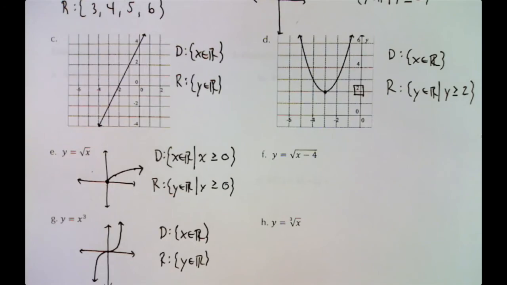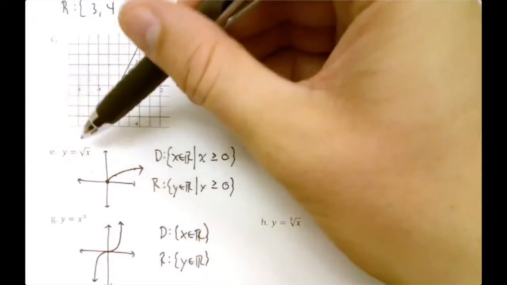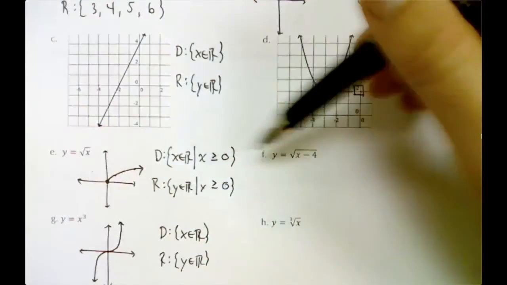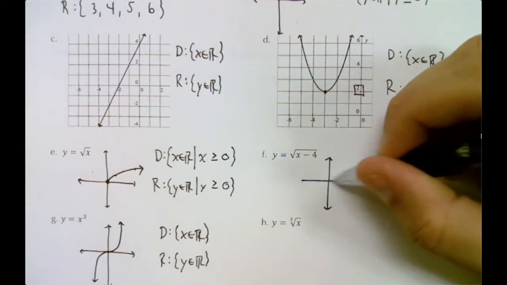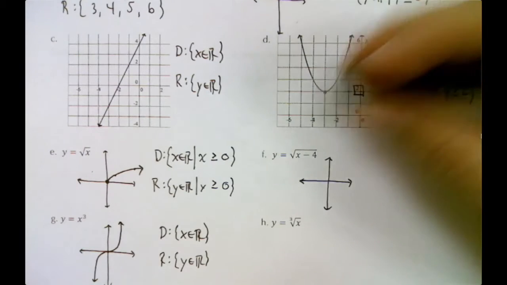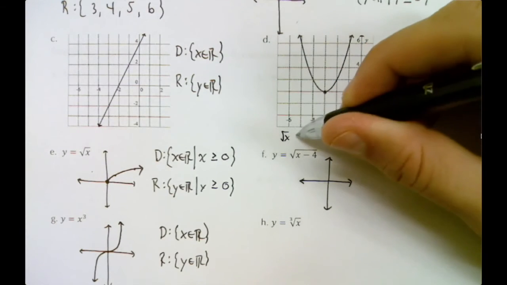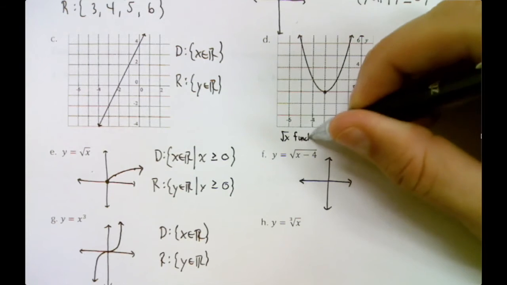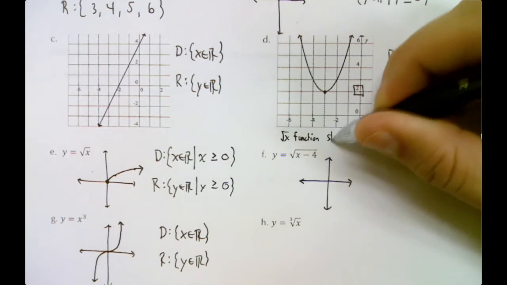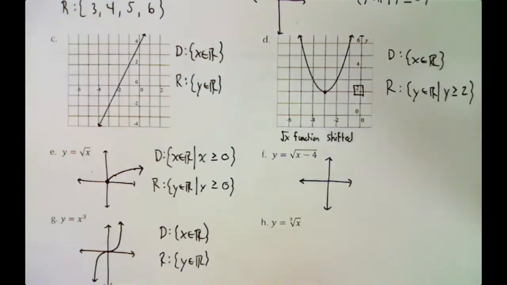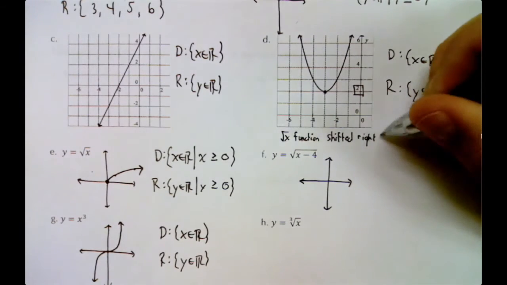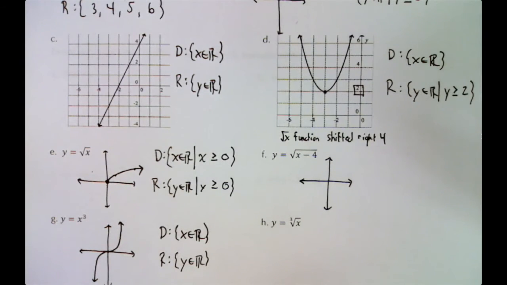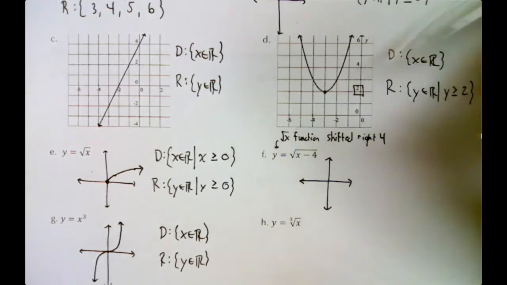F and G. Well, F looks like E, but there's a transformation. And we're going to review transformations in one of the next review lessons. We have to remember, well, this would just be the square root of x function shifted. Do you remember? Left, right, up, down. It's right. And we're going to review that in a future lesson.